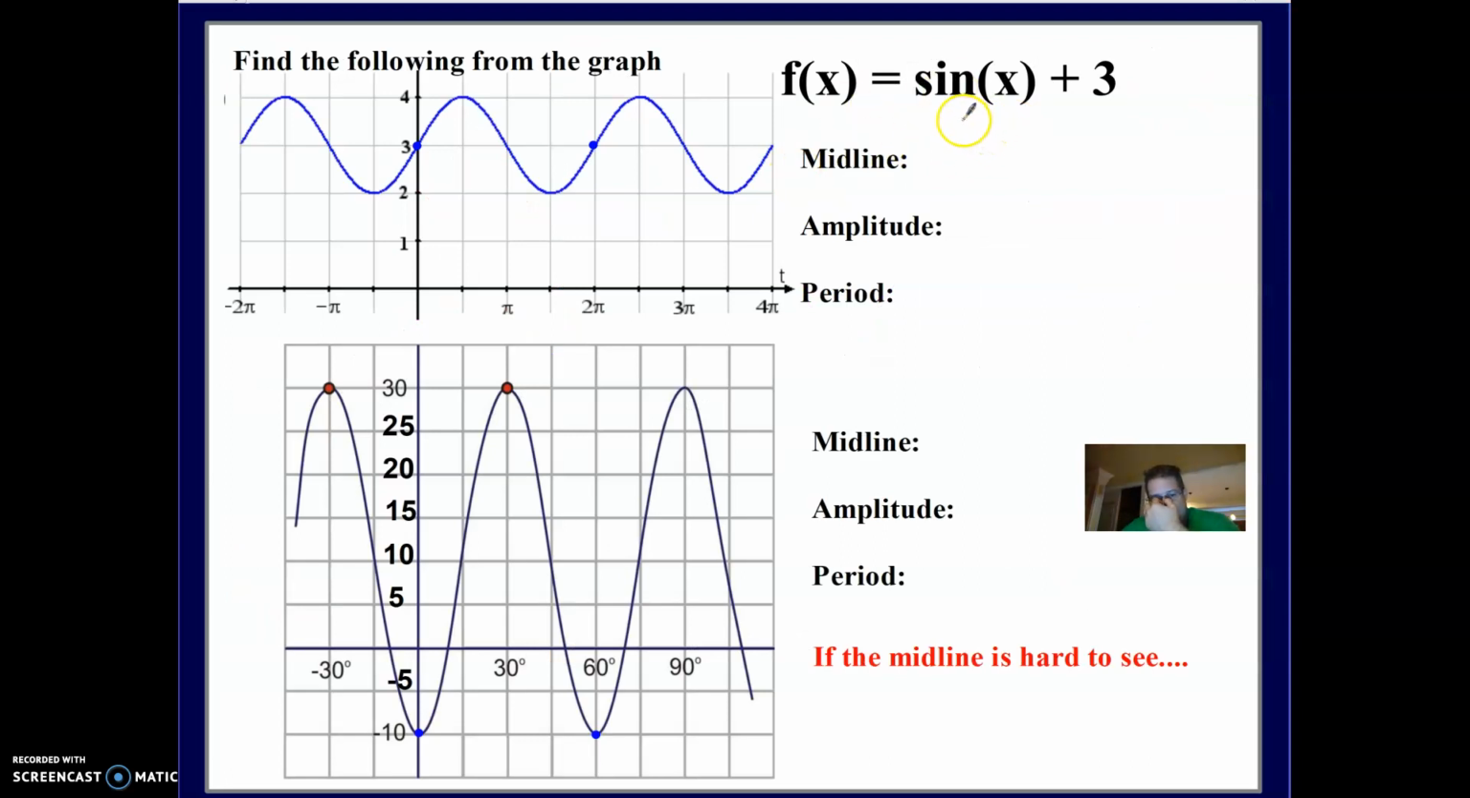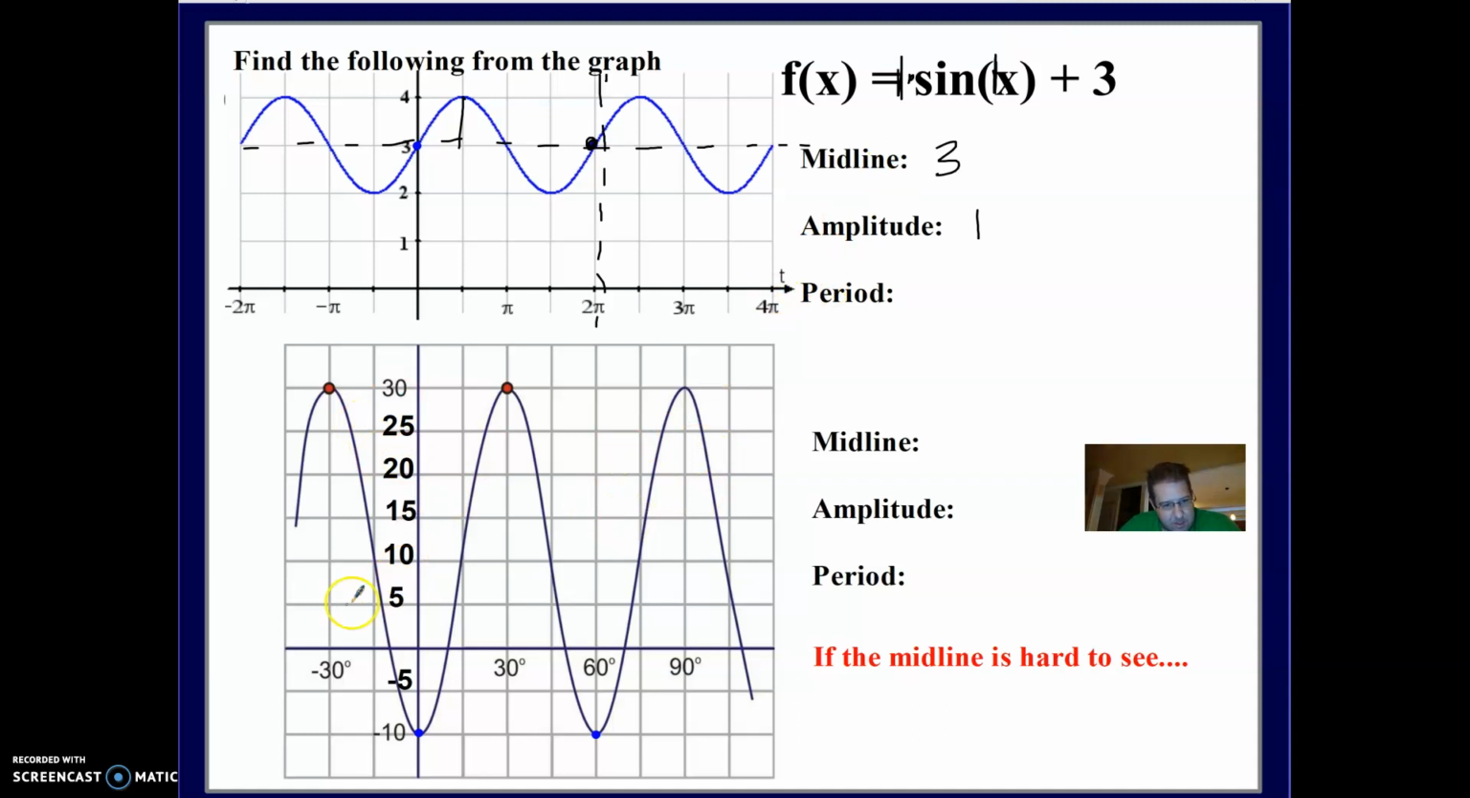So when you look at this case, you'll see that the plus 3 on the outside is actually the midline changing, which is what I had done before. So the midline is 3. The amplitude is 1, which is the reason why there's a 1 out front. And then the period, how long of time does it take to complete one rotation? It takes 2 pi, so it completes exactly 1 rotation per 2 pi amount of time.